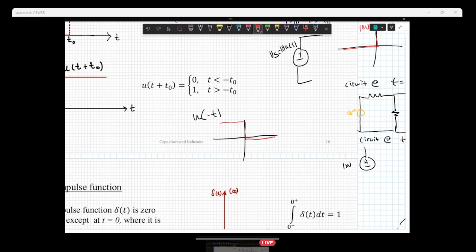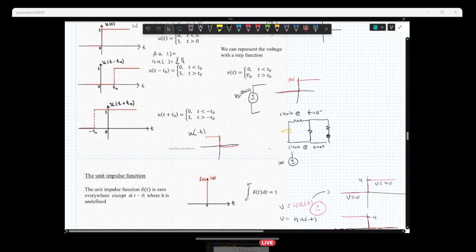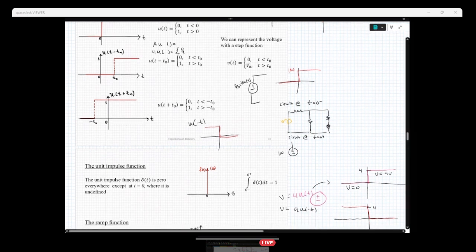No, that makes total sense. I just didn't understand how it worked without a switch in the circuit, because it's just based off the time. That's really it. Yeah, it changes based off of when something happens. Yes. Okay. Anything else before I move on to second order?